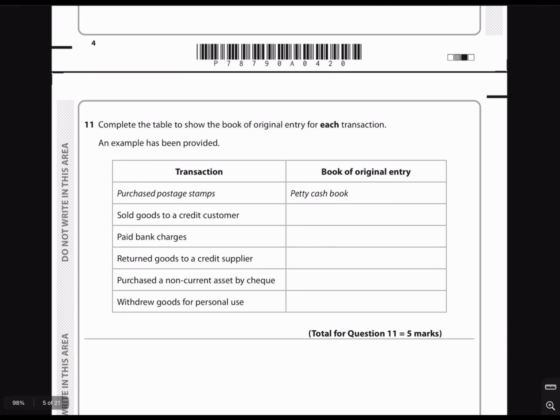Now we move on to question 11. Complete the table to show the book of original entry for each transaction. Now, number 1 is already done. Sold goods to a credit customer. Which book of original entry will this be on? Sold goods to a credit customer. So it would be sales day book.